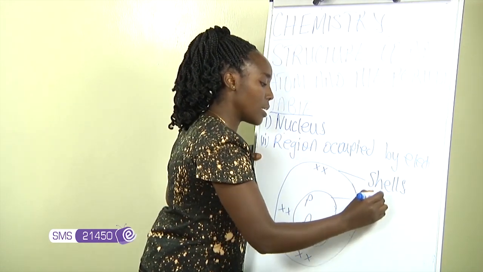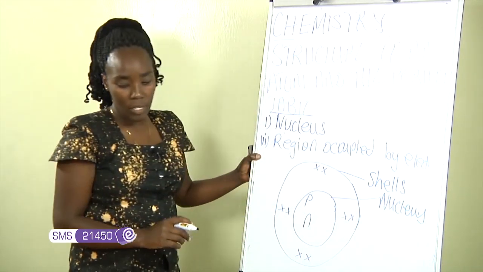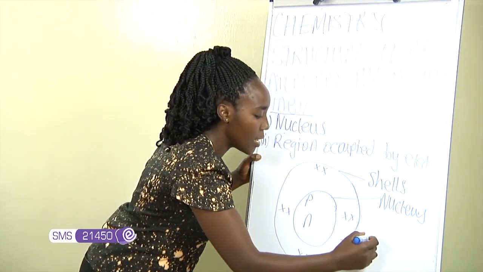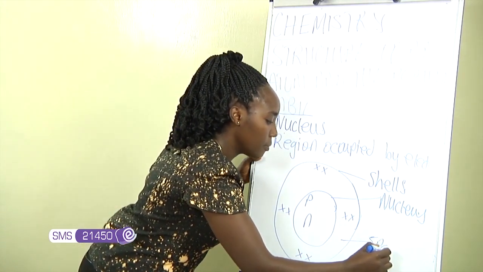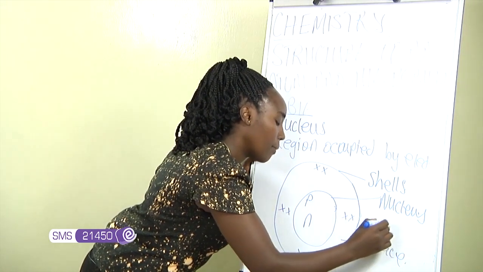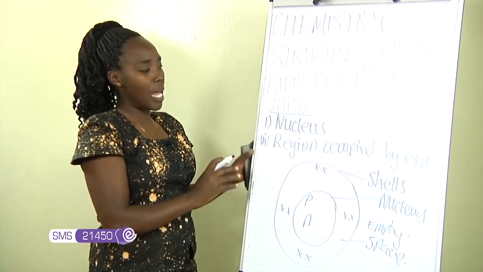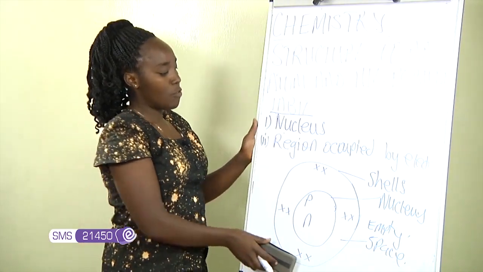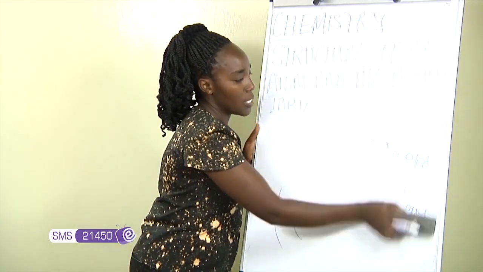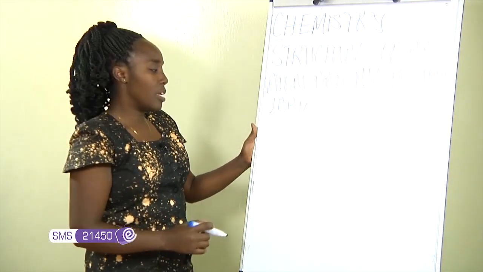This one we are calling the nucleus. We call it the nucleus of an atom. And in between there we have a space. In most cases we call it an empty space in there. So that is how an atom looks like. From there, let's see what exactly are the protons, what exactly are the neutrons, and what exactly are the electrons.